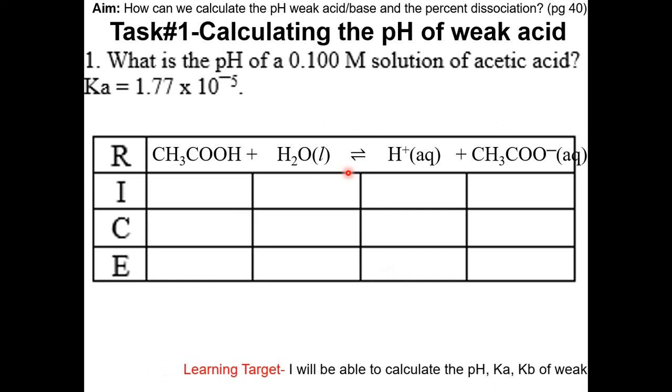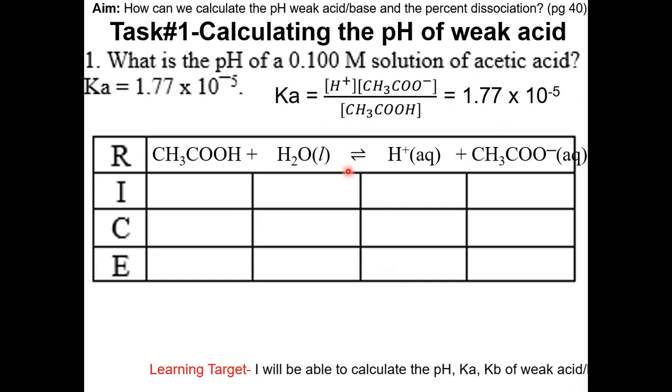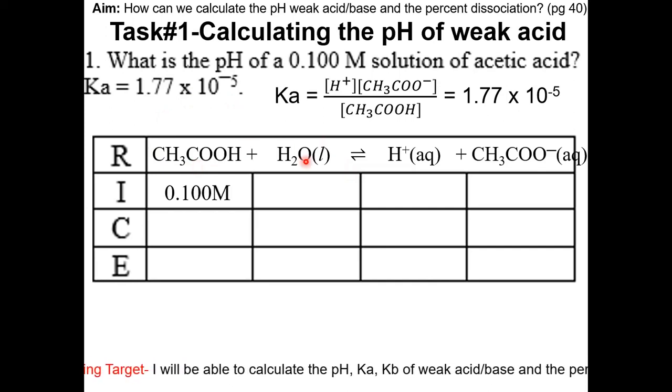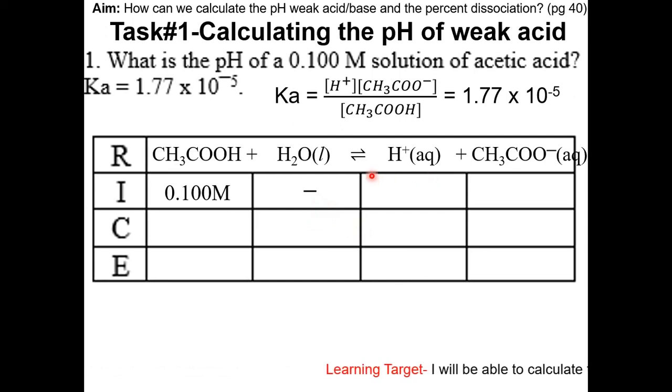Let's first write out the Ka equilibrium expression. Next, we're going to fill out the RICE table. The initial concentration of acetic acid is 0.1. Since water is a liquid, it does not belong in the equilibrium expression, so we can leave this blank. The initial concentration of hydrogen ion and the conjugate base of acetic acid is 0 molar each.